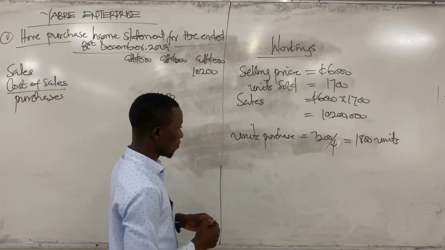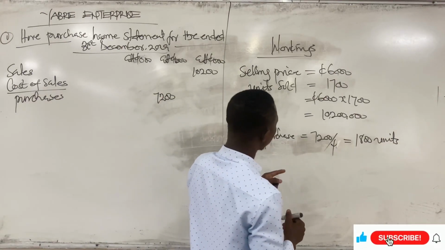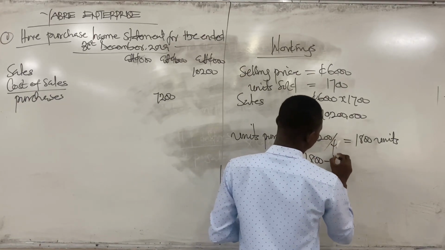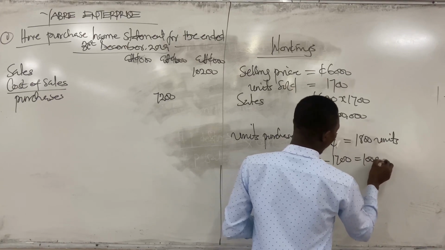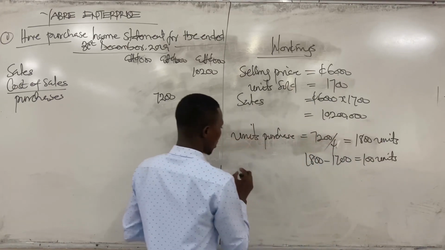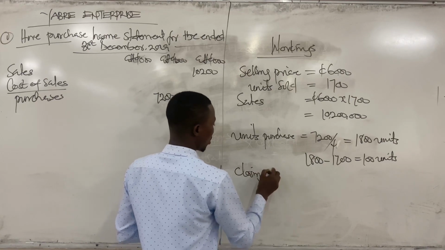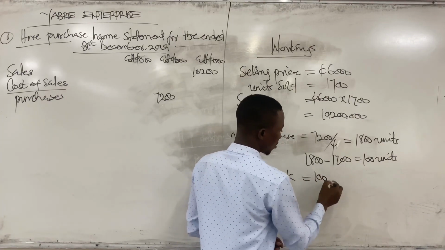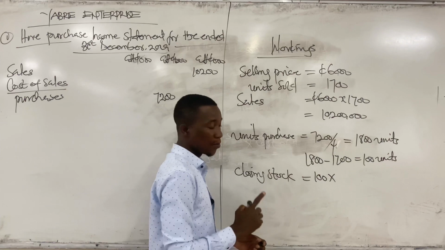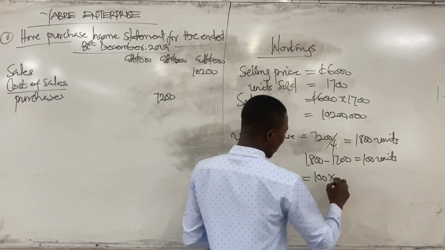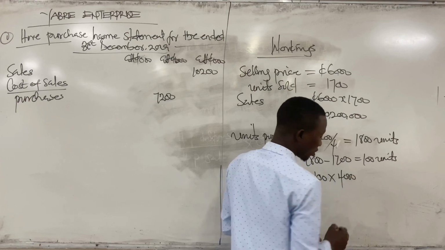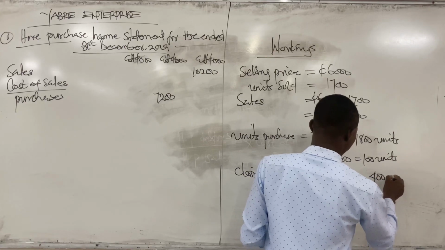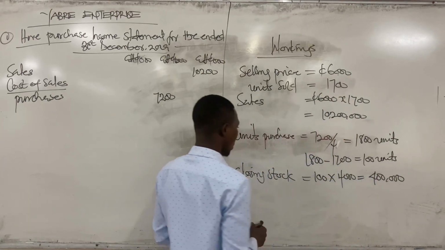as the units purchased. Okay, so in order to determine the closing inventory, we take the units sold from the units purchased, that is 100 units. So the closing inventory or the closing stock will be the 100 units left multiplied by its cost price, that is the per unit cost, 4,000 from the question, and that is going to give us 400,000. Very good. So this is the closing stock.